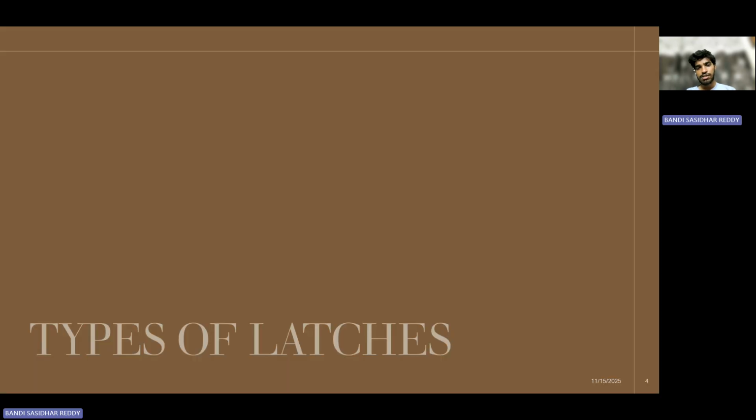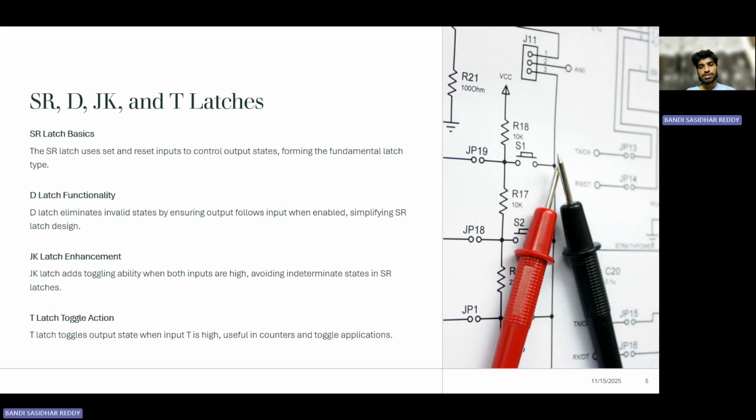There are four types of latches: SR, D, JK, and T latches. Let us have a brief introduction. As I told, there are four types of latches, each designed to perform specific functions within digital systems. The SR latch is the most basic type, where SR represents set reset. It uses two inputs to set or reset the output. When S equals 1 and R equals 0, the output Q is set to 1. When S equals 0 and R equals 1, the Q is reset to 0.